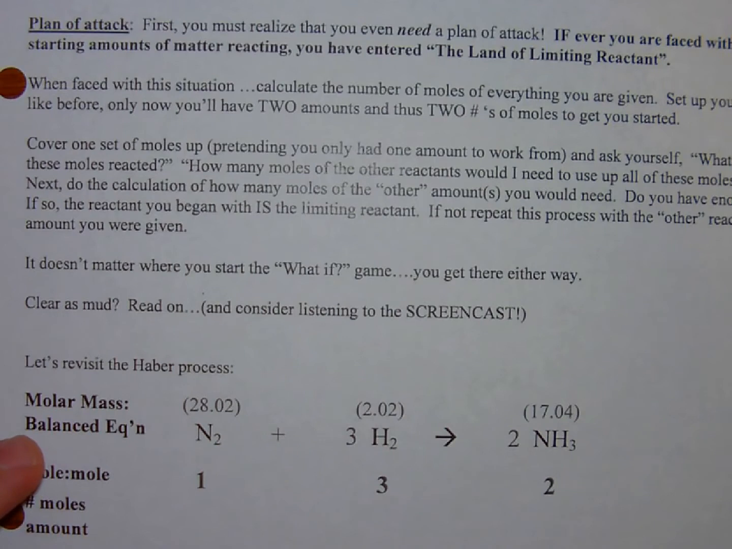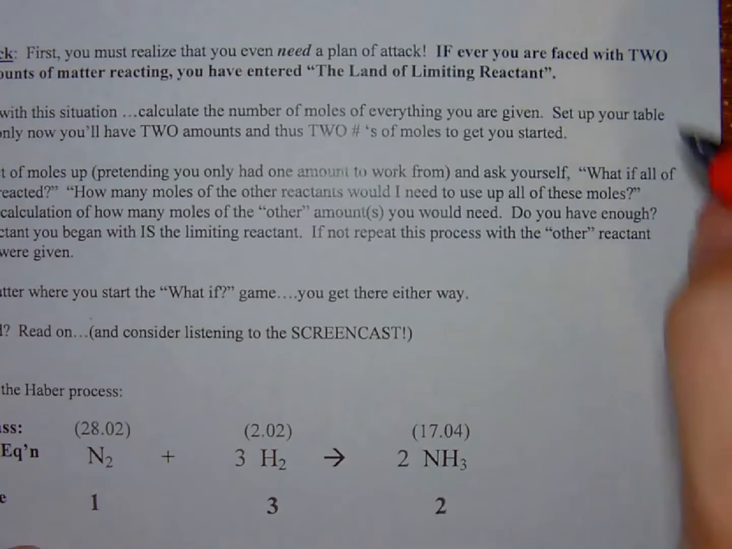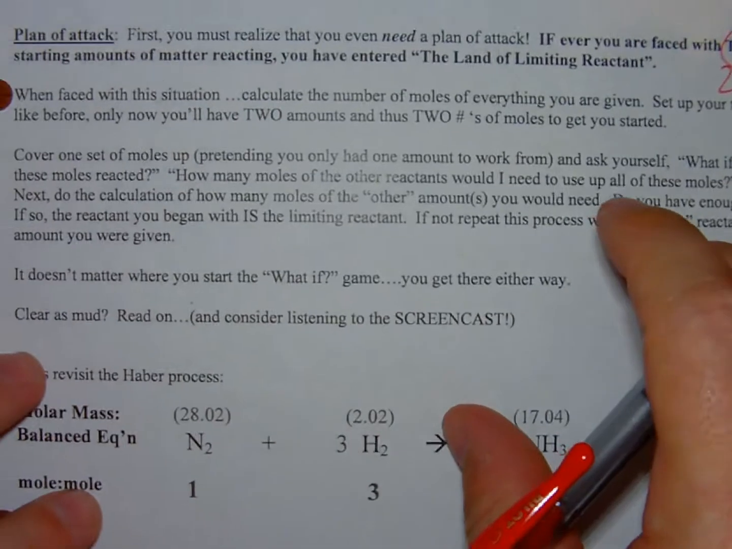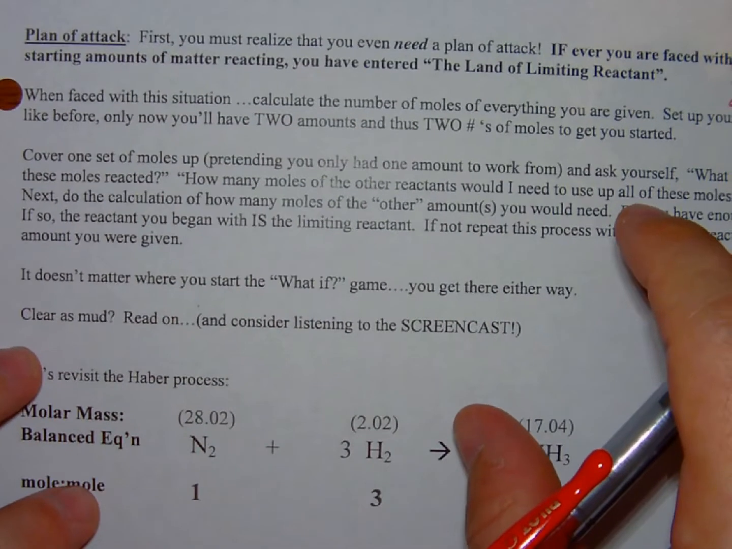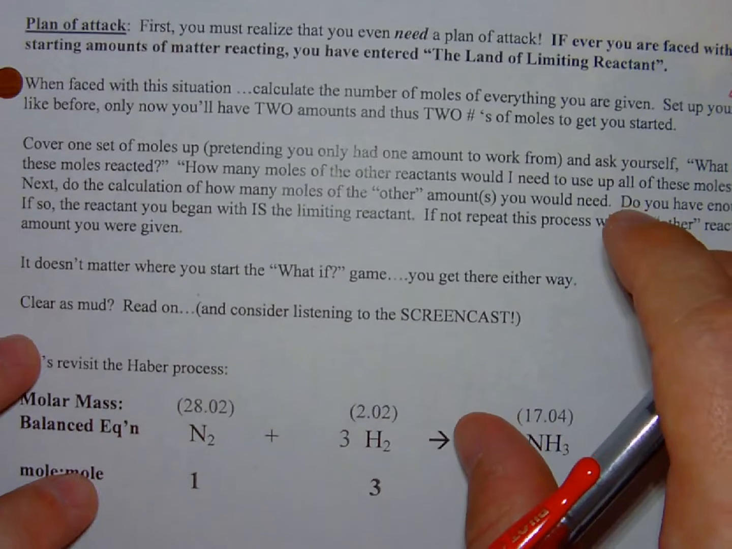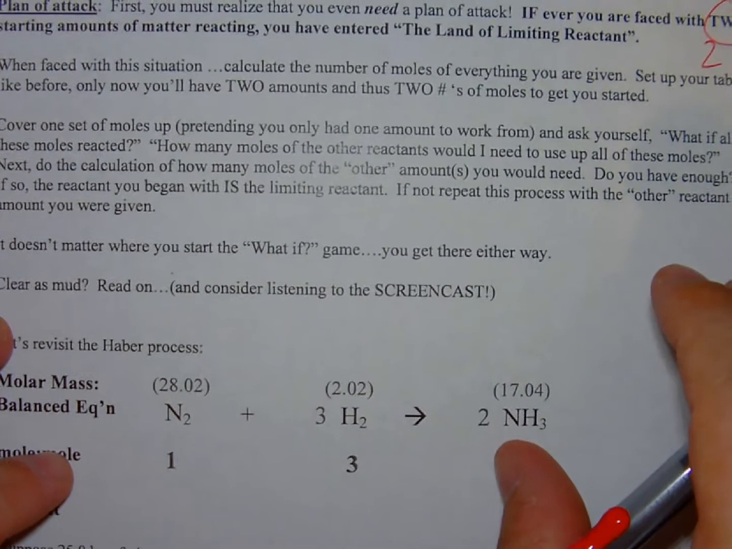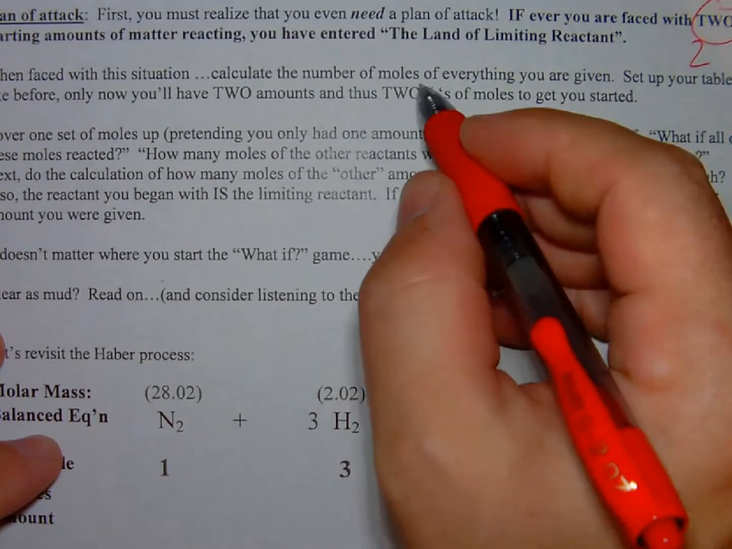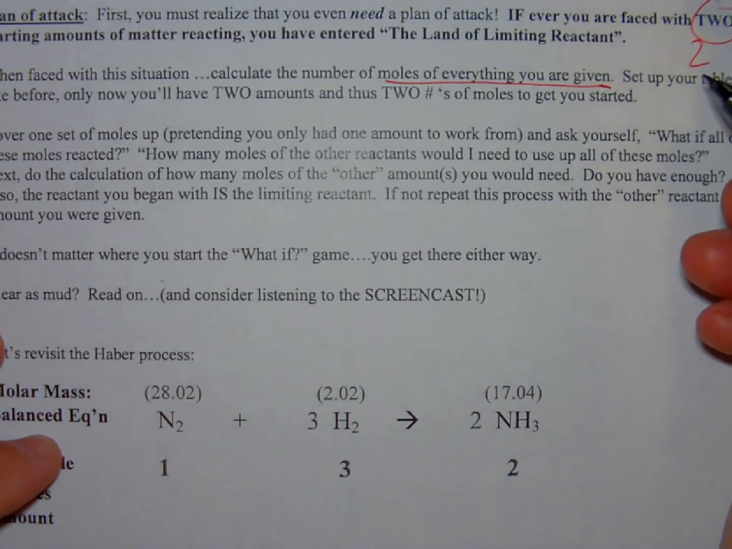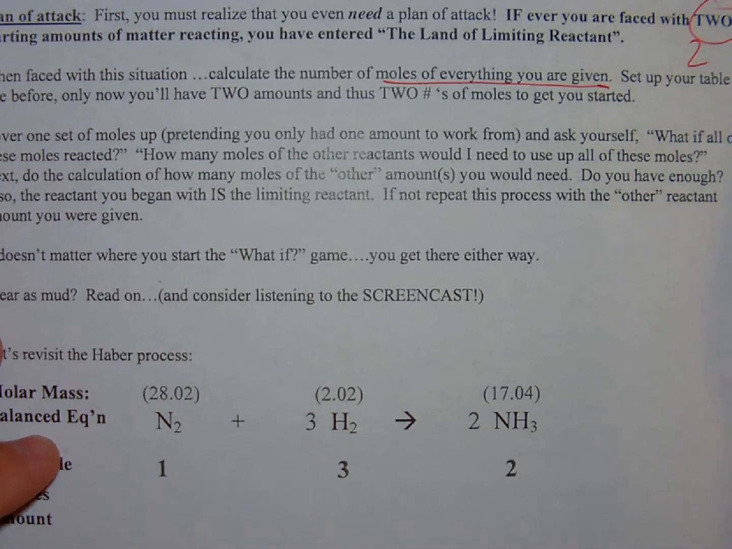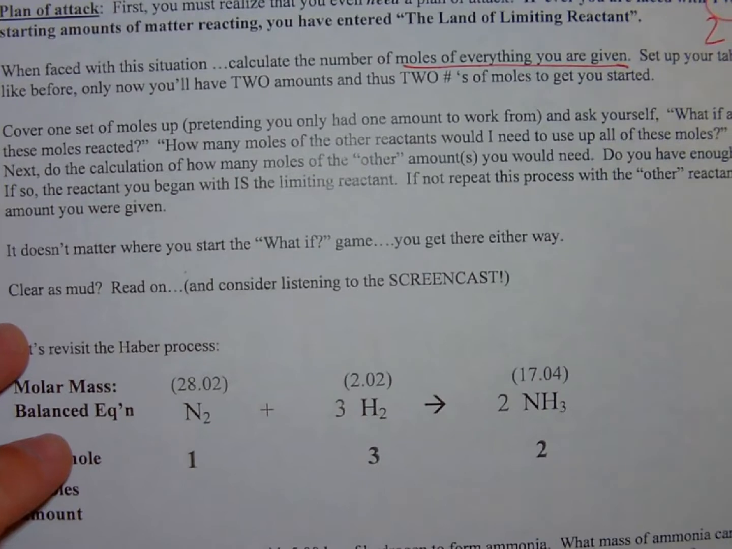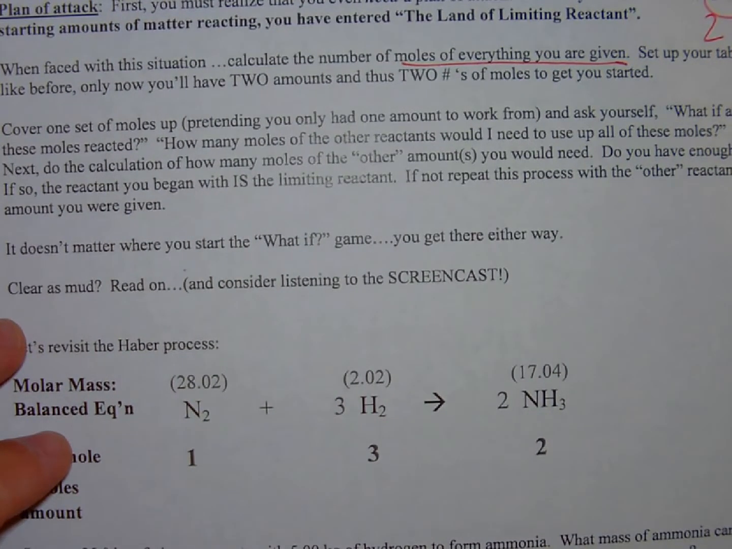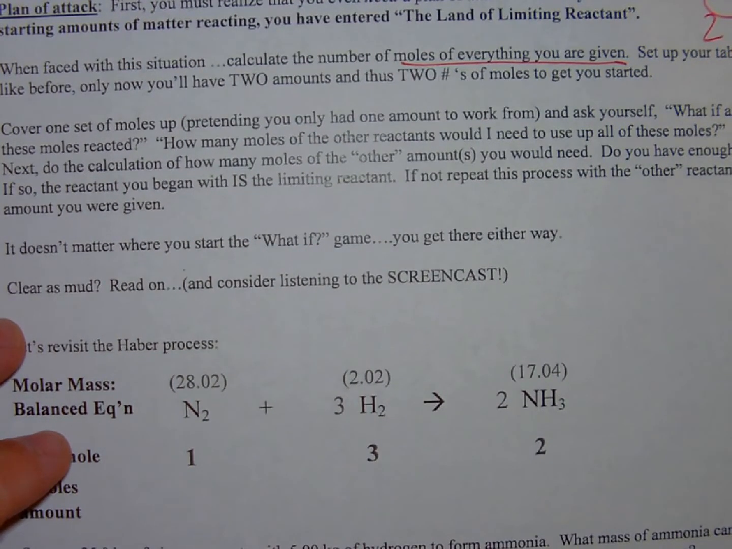So first you must realize that you need a plan of attack in the first place. If ever you are faced with two starting amounts of matter reacting, you have entered the land of a limiting reactant. When you're faced with this situation, calculate the number of moles of everything you are given. Does that sound familiar from our example of setting up our table math? Set up your table like before, only now you'll have two amounts and thus two numbers of moles when you get started.